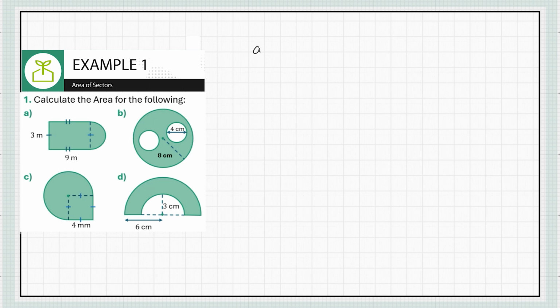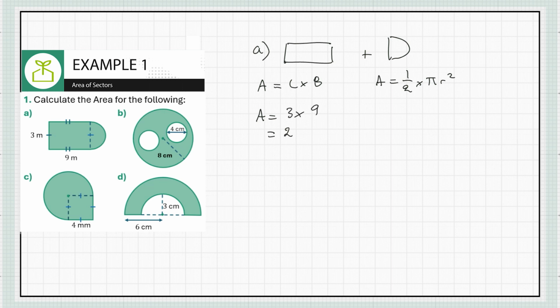So if we look at our first one, A, what we effectively have is a rectangle and we're adding on a semicircle. The area of the rectangle is just going to be length times breadth, and the area of our semicircle is going to be half multiplied by pi r squared. So once we add those two together, we'll get our answer. For our first one, our dimensions of our rectangle are 3 and 9, so 3 multiplied by 9 just equals 27. So 27 meters squared for our rectangle.